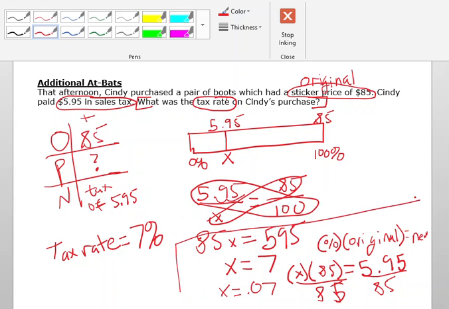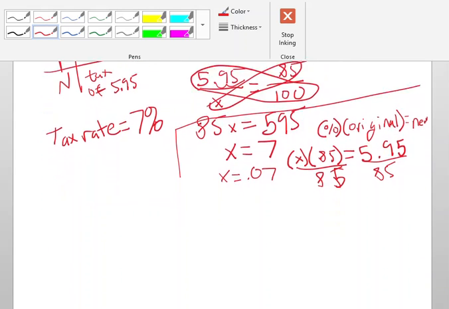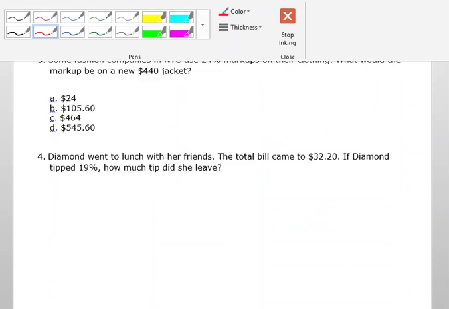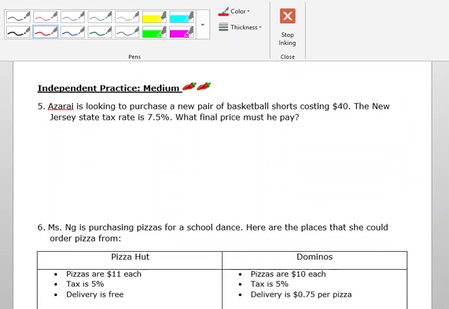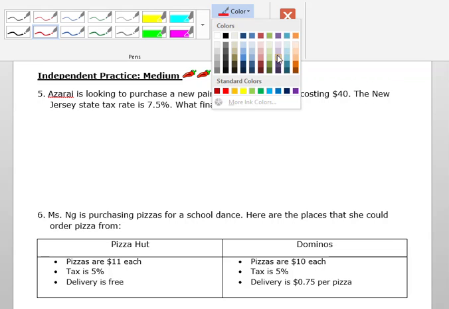Let's take a look at another one. We're going to go down to independent practice medium, and we'll talk about Azari. I wonder if I have purple. Oh, yeah. Okay, we're going to use purple.